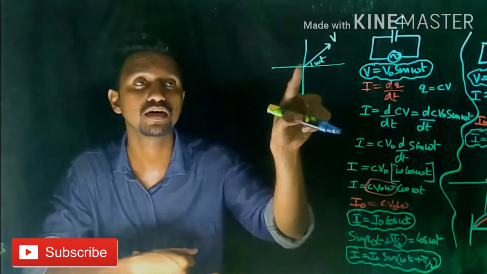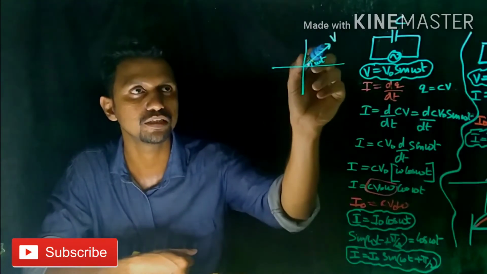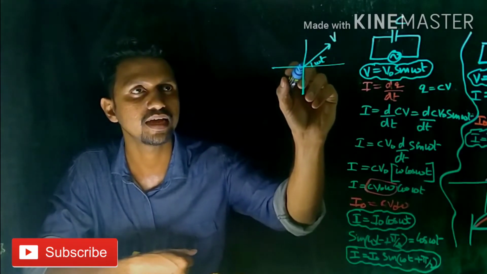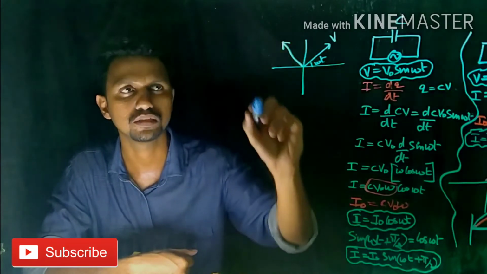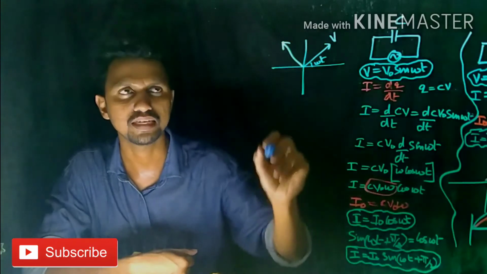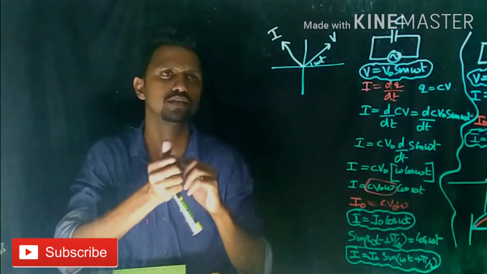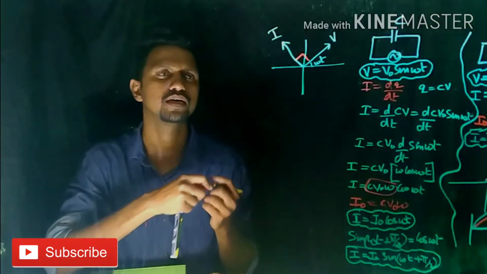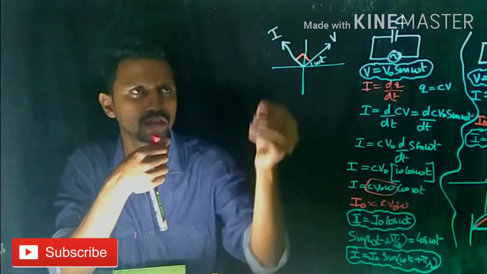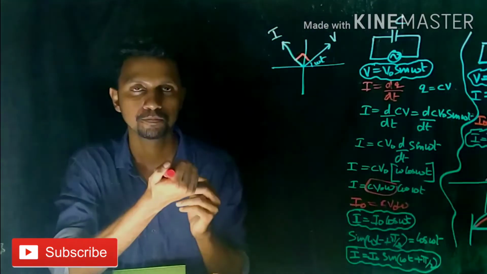And since the phasor is rotating in the anti-clockwise direction, current leading means we have to draw current at an angle pi by 2 with voltage, and it should be drawn in this quadrant since it's rotating in the anti-clockwise direction. This is the current, and the angle between voltage and current is pi by 2. From this phasor diagram, we could clearly understand that the current is leading voltage, or voltage is lagging current.